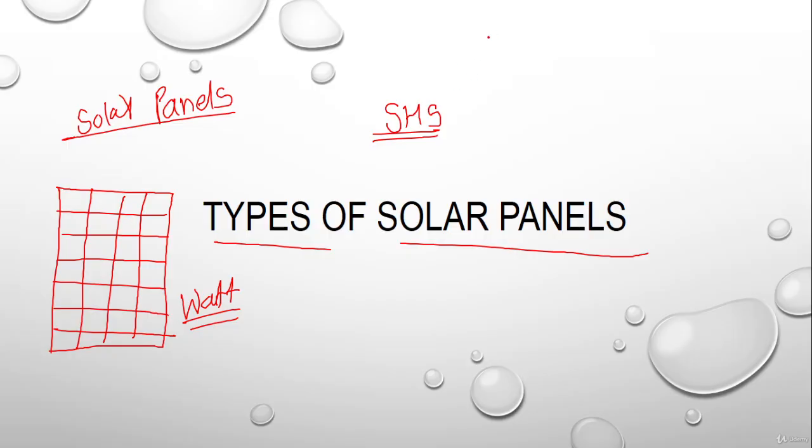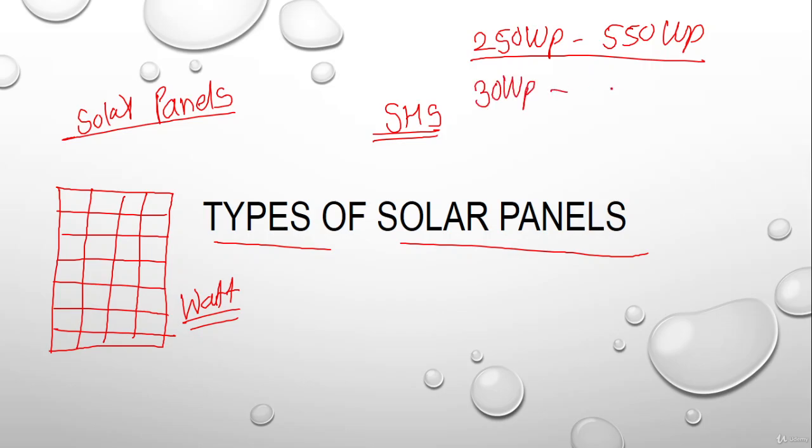The utility scale solar panels that are available range from 250 watt peak up to 550 watt peak. The smaller capacity solar panels, we can get in the market from 30 watt peak up to 250 watt peak. We can easily get the corresponding panel.